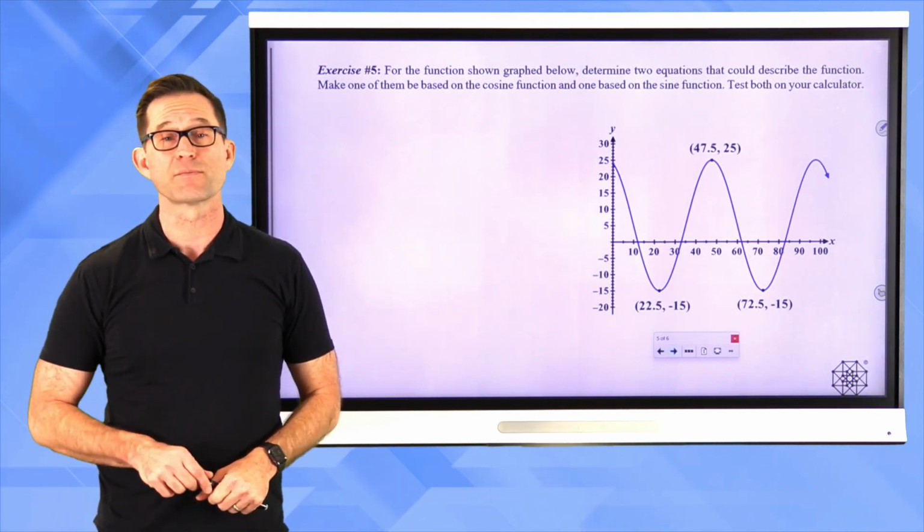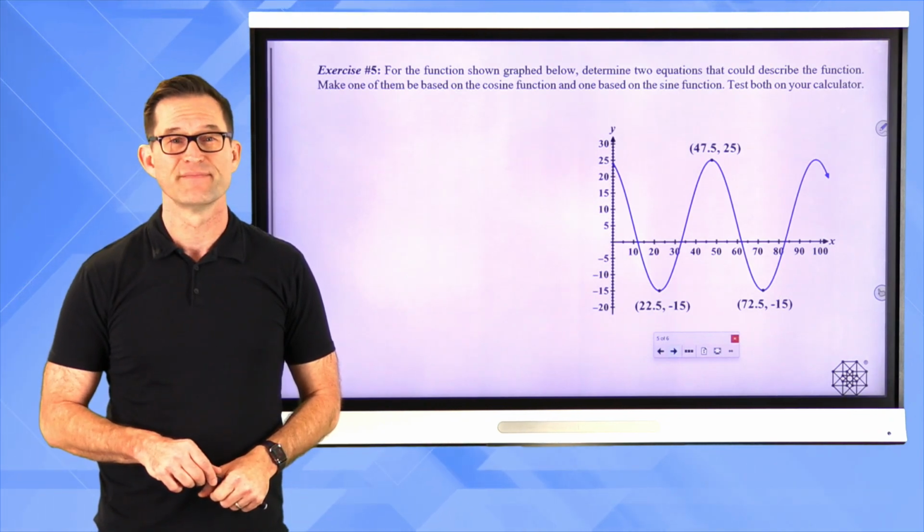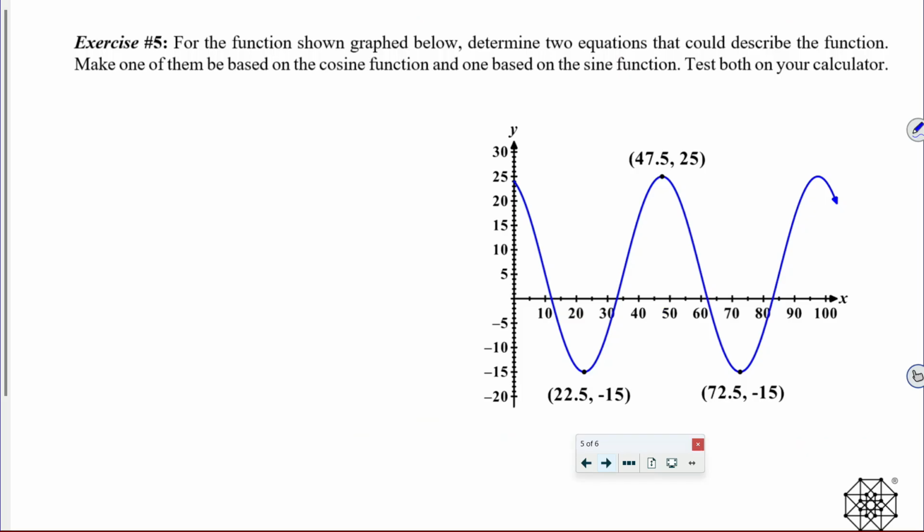Let's take a look at one last problem. Exercise number 5. For the function shown graphed below, determine two equations that could describe the function. Make one of them based on the cosine function and one based on the sine function. Test both on your calculator.